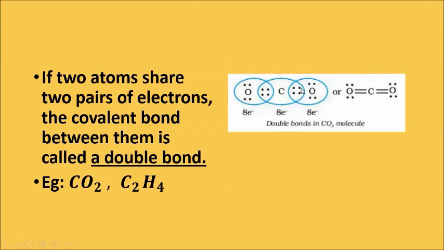2. Same way this side also 1 pair, 2 pair. So total 4 electrons are here in the closed structure, making it a double bond. Carbon double bond O. Here also carbon double bond O is there. So this is the double bond formation.